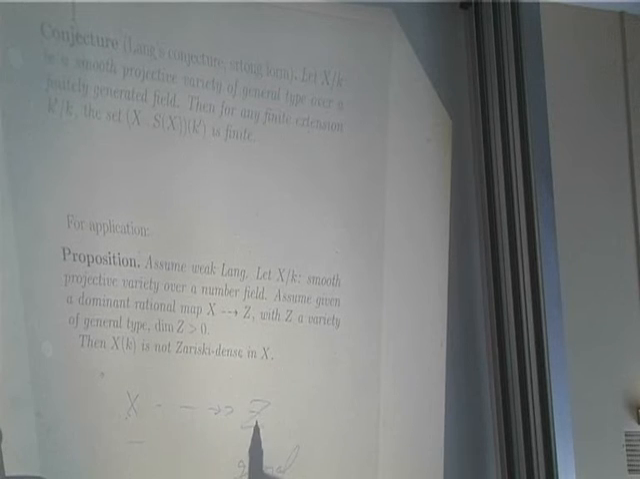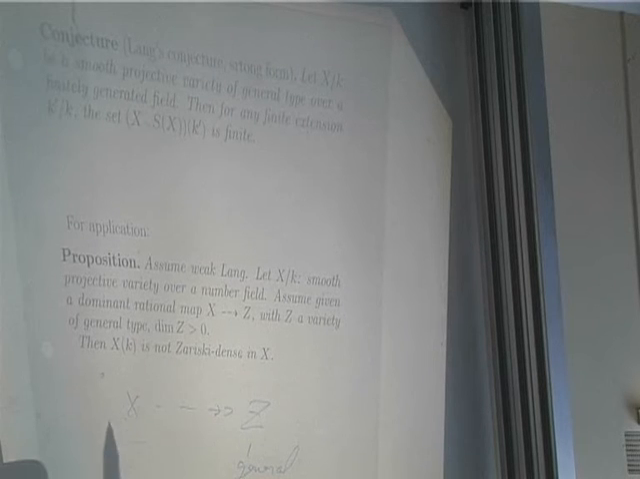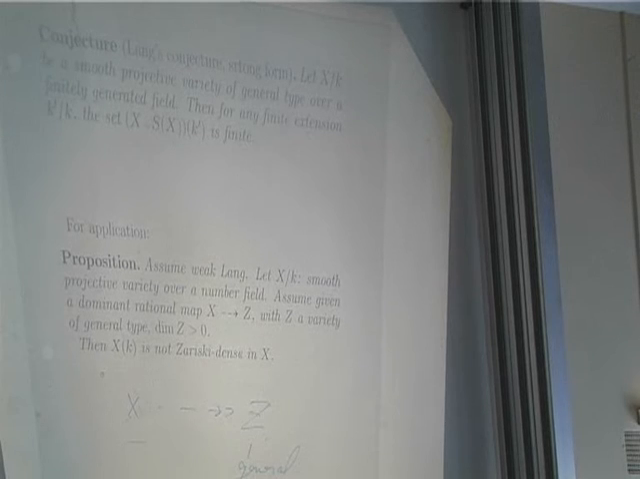So any rational point here has to map to the closed subset, and the inverse of a closed subset here, because this is a dominant map, is a proper closed subset. Okay? So if it maps to a variety of general type, then according to Lang, rational points cannot be dense. So we'll see how to apply this. So this is Lang's conjecture.